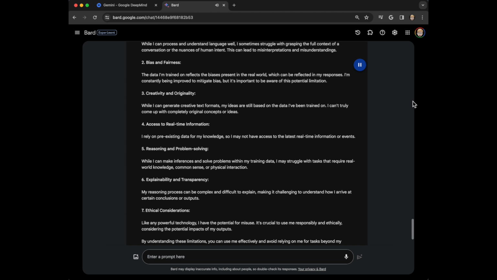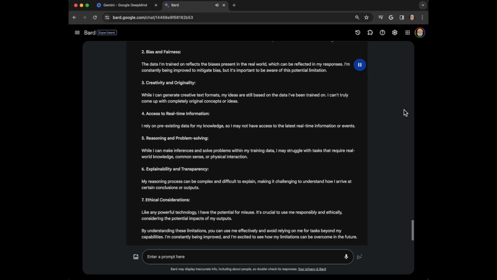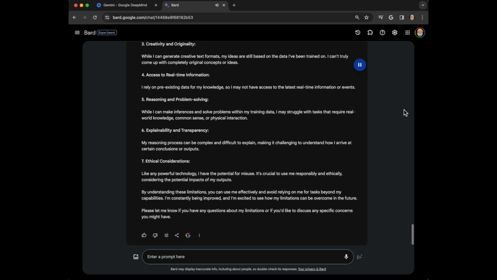4. Access to real-time information. I rely on pre-existing data for my knowledge, so I may not have access to the latest real-time information or events. 5. Reasoning and problem solving. While I can make inferences and solve problems within my training data, I may struggle with tasks that require real-world knowledge, common sense, or physical interaction. 6. Explainability and transparency.